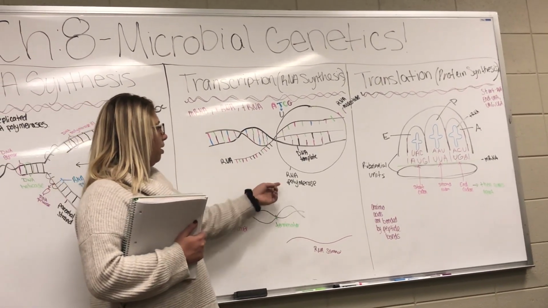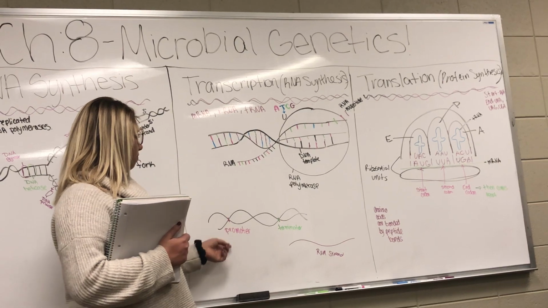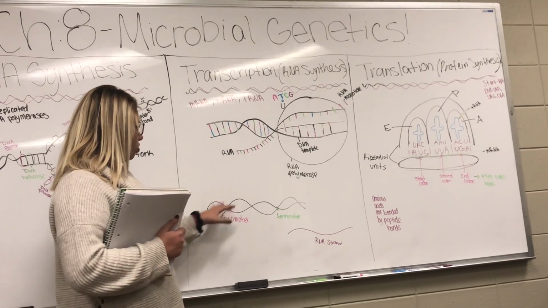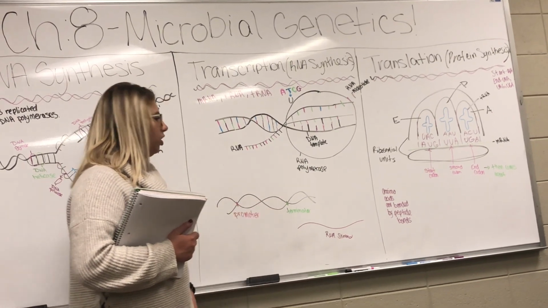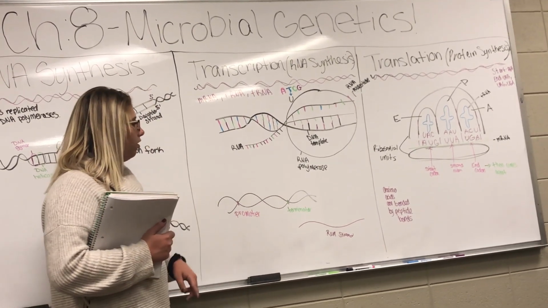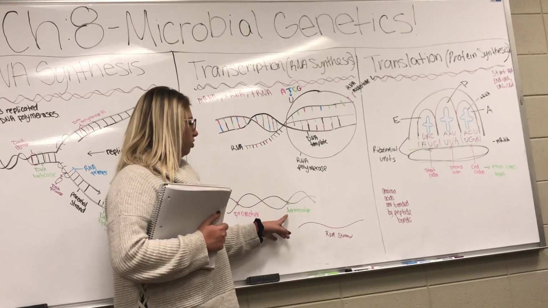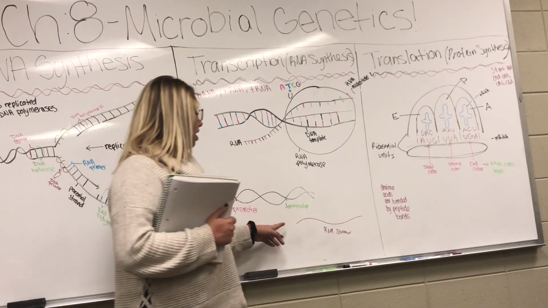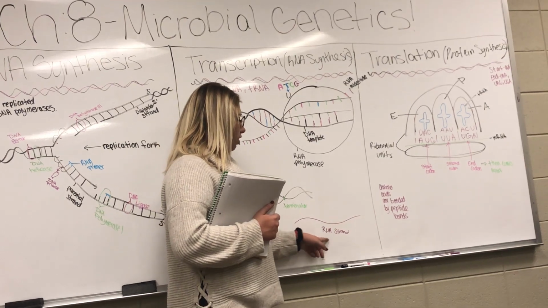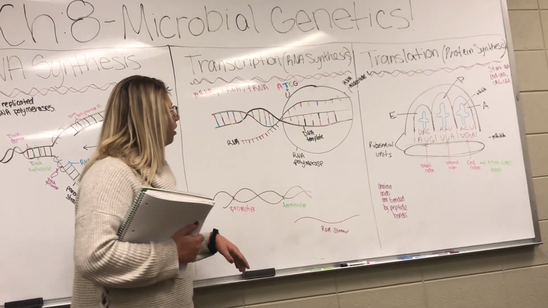So RNA polymerase comes in at a promoter, and that is attracted to the DNA strand. And so this RNA polymerase is going to continue down the DNA strand using it as a template to make the new RNA until it comes to a terminator gene, and that is going to tell it to stop replicating, and that will be the end of the RNA strand. So then that's how you get your RNA strands.